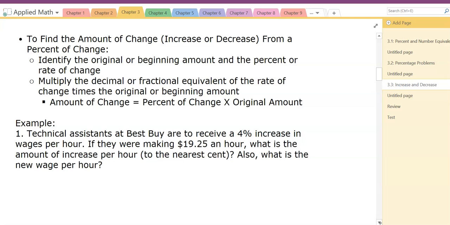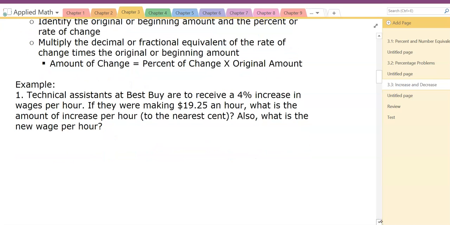So for this first one, it says that technical assistants at Best Buy are to receive a 4% increase in wages per hour. If they were making $19.25 per hour, what is the amount of increase per hour to the nearest cent? And then what's the new wage going to be?